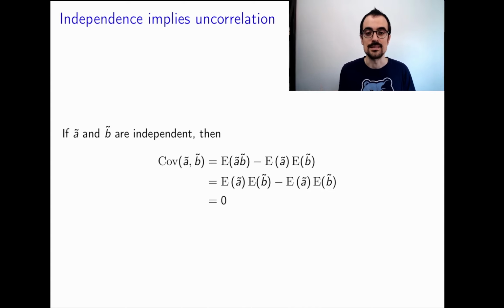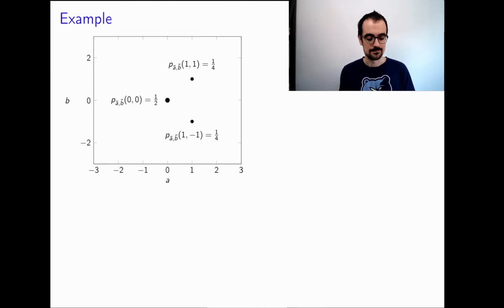If there's no dependence between the two random variables, in particular, there is no linear dependence. What about the converse? If two random variables are uncorrelated, does that mean that they're also independent? Let's take a look at an example.